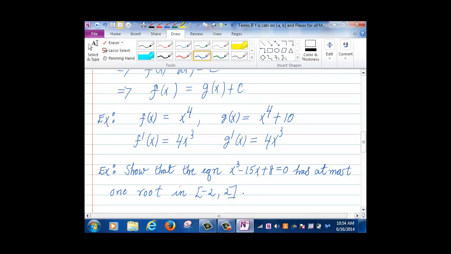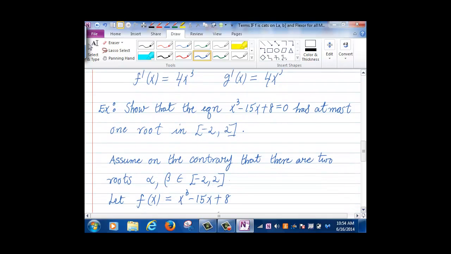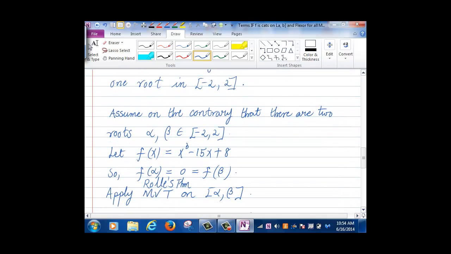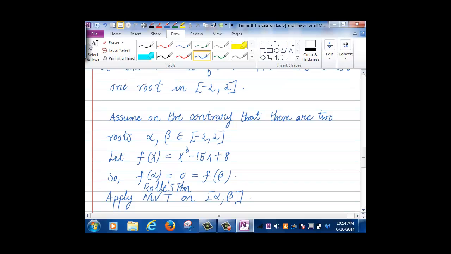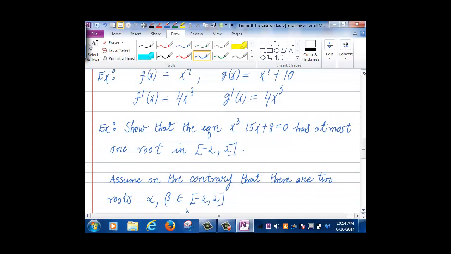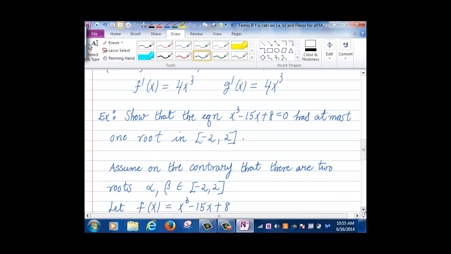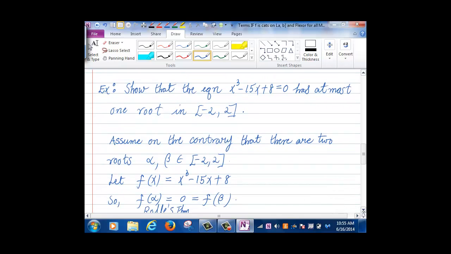So if I assume that there are two roots, alpha and beta in here, and I am letting f of x denote the left-hand side of the equation. So what is f of x? That's the left-hand side of this equation. The right-hand side is 0.